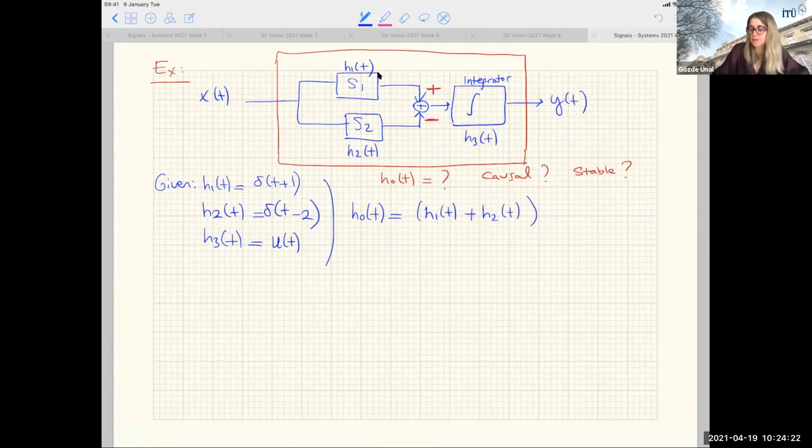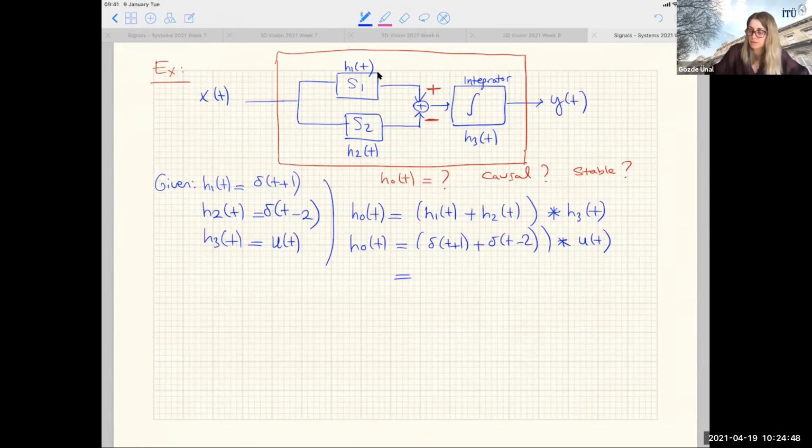Convolve with H3(t). This is it. Now let's insert the given impulse responses. What is H1? It's delta(t + 1) plus delta(t - 2). Now convolve these with u(t). Actually, use the property that convolution is distributive over addition.